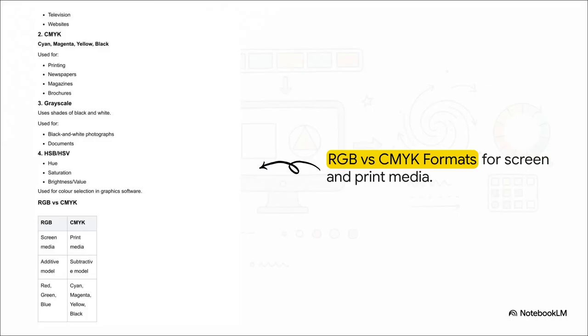You know, there is a massive difference between how colors are displayed on a screen versus how they're printed in real life. We have the RGB format, red, green, blue. That's an additive model used for screen media, like your phone or your computer monitor. But then there's CMYK, cyan, magenta, yellow, and black. This is a subtractive model used strictly for physical print media, like magazines or posters. Knowing which format to use is honestly step 1 in any digital project. If you get it wrong, your printed poster might look totally different than it did on your monitor.